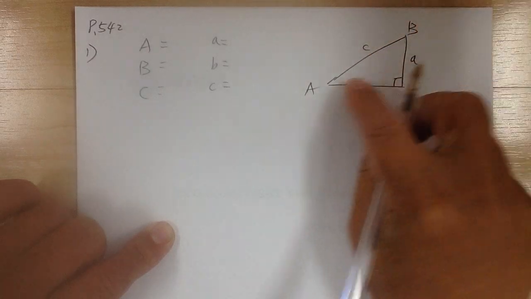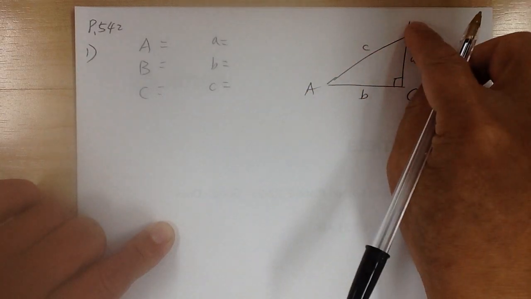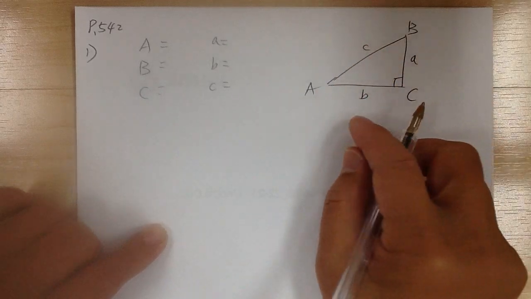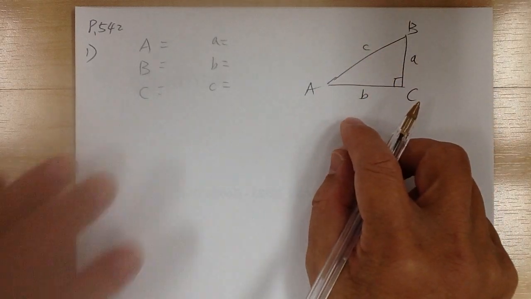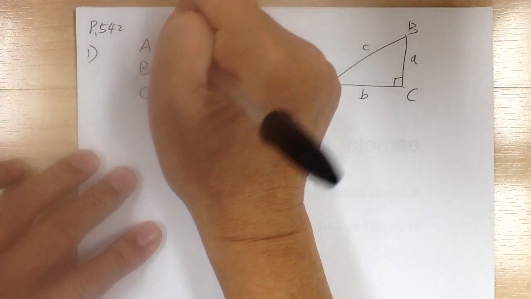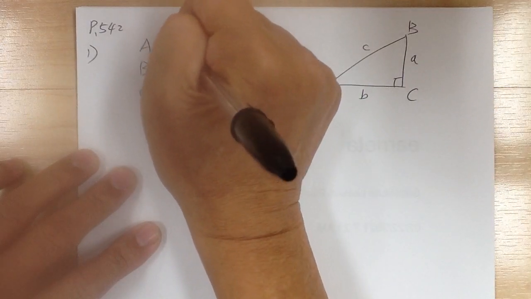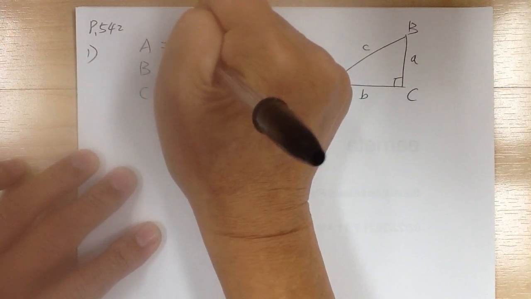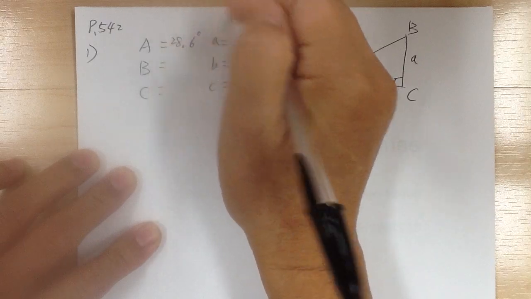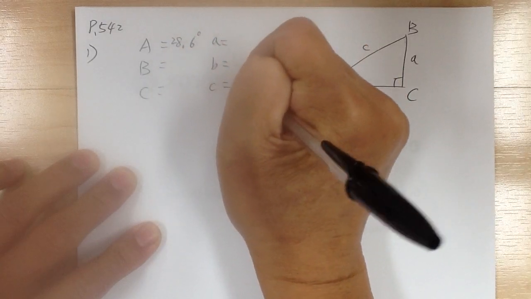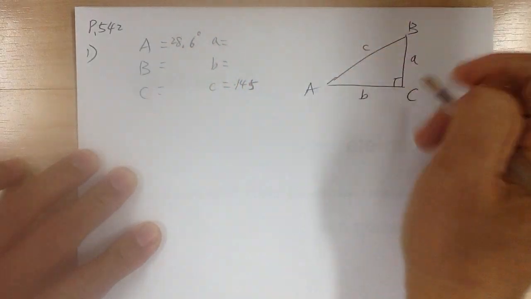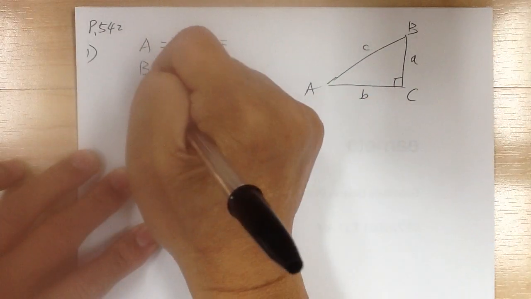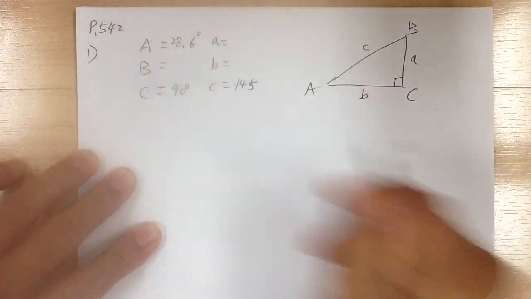Right, and small a is facing the big A, small b facing the big B, small c facing the big C. Okay, so go and write down the given. So you got A is 28.6 degrees and c is equal to 145. Okay, and because it's a right triangle, the angle C is going to be 90 degrees.